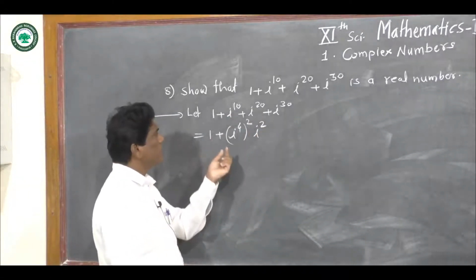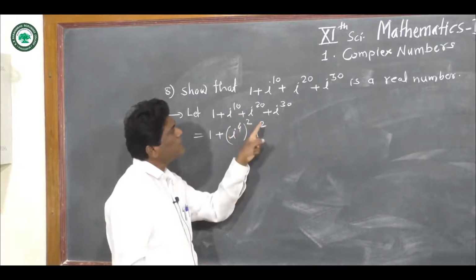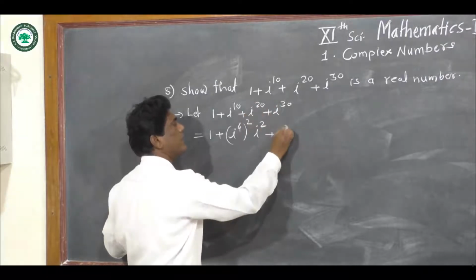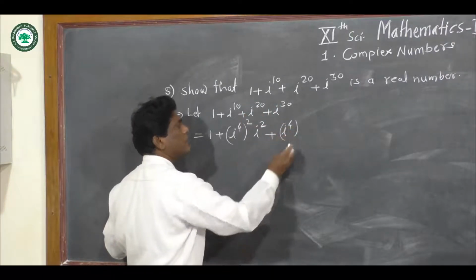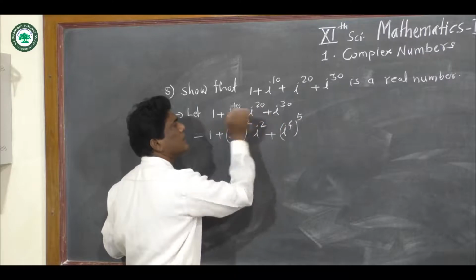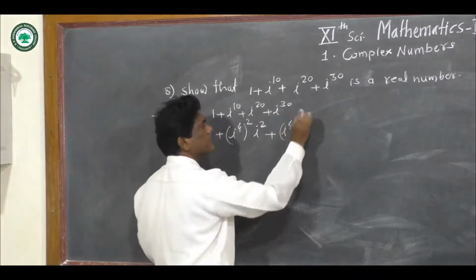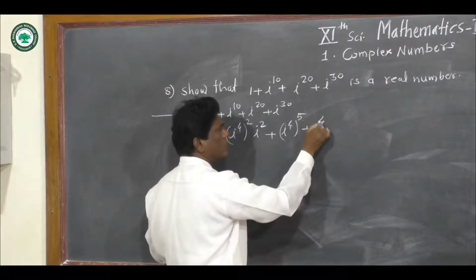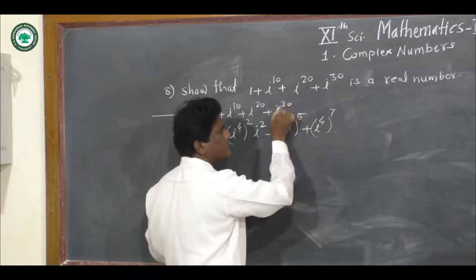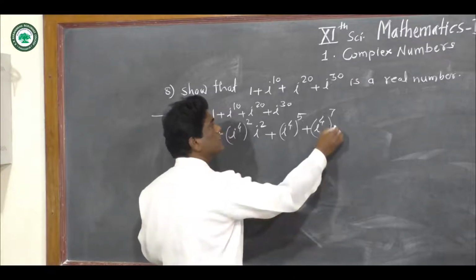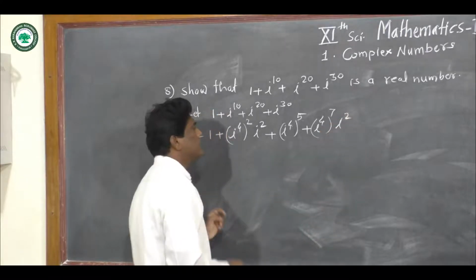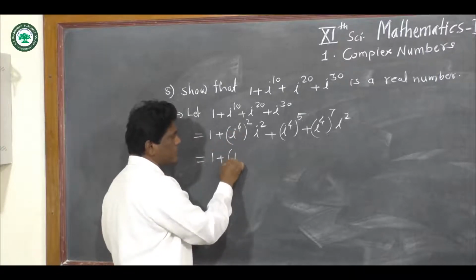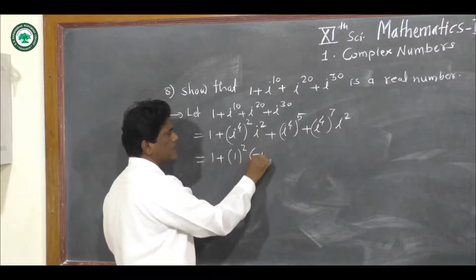So we write this 10 as 8 plus 2. Get it? Now here i to the power 20, i to the power 4 to the power 5, 4 fives are 20. Plus here i to the power 4 to the power 7, 4 sevens are 28 and 2 is 30, so i to the power 2. So we get here 1 plus, now i to the power 4 is 1, so 1 to the power 2, i squared is minus 1.